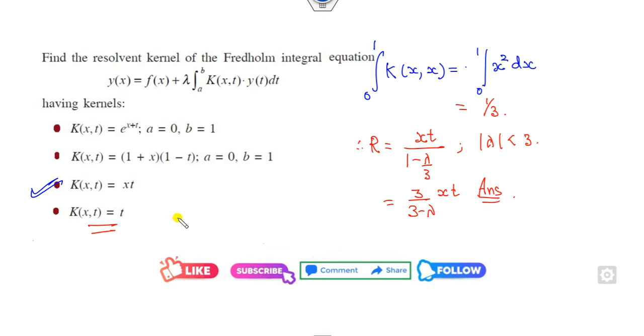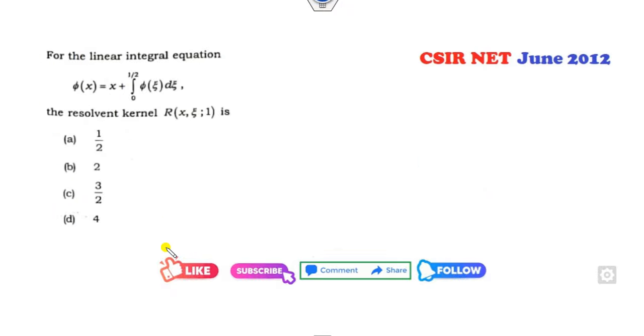Can you find the resolvent kernel of this? So what is the integration of K(x,x), that is x, it is 1 over 2. So what is the resolvent kernel for this? 1 minus lambda over 2 into t is the right answer of this problem. You can see this is the question asked in June 2012.